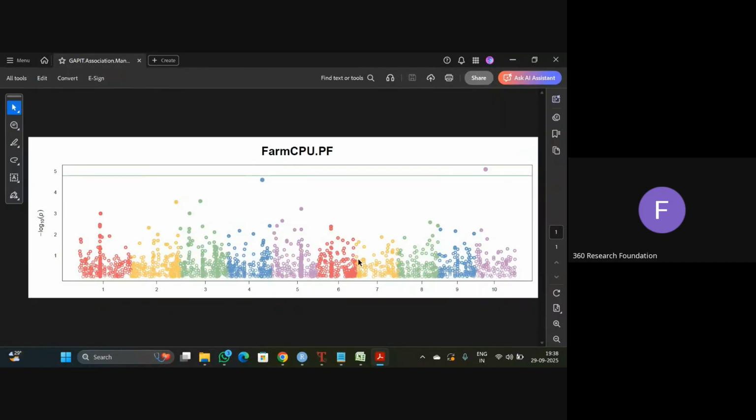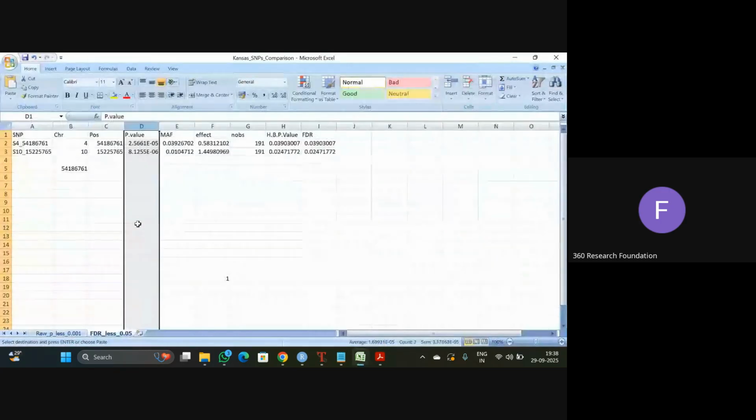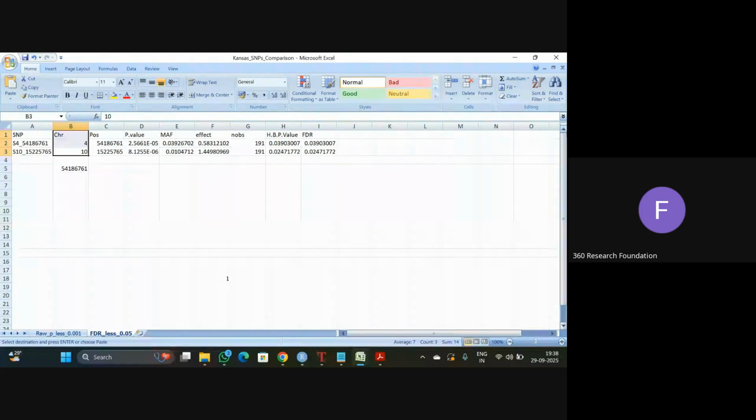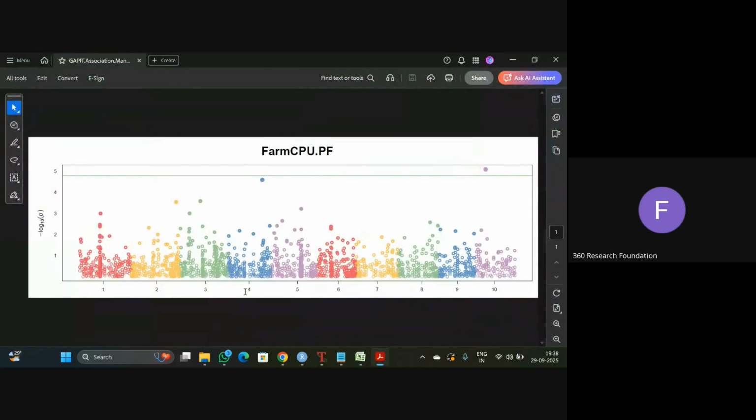So see here, in Excel, finally we got two markers. One is located on chromosome 4 and another one is located on chromosome 10, which have the lowest p-value and FDR less than 0.05. On chromosome 4 and chromosome 10, the lowest p-value is for this marker and this data point. Data points here are nothing but markers.